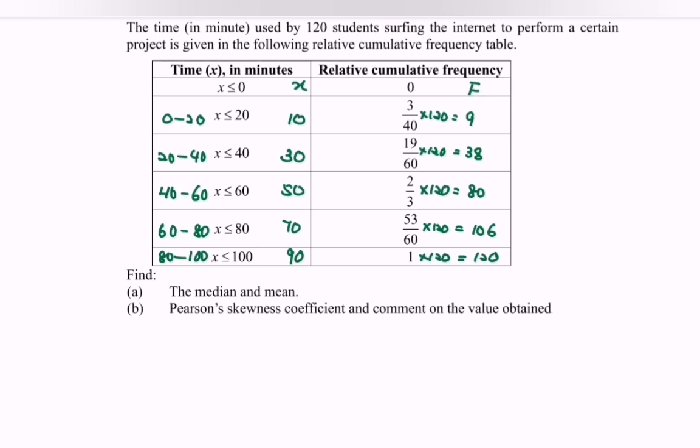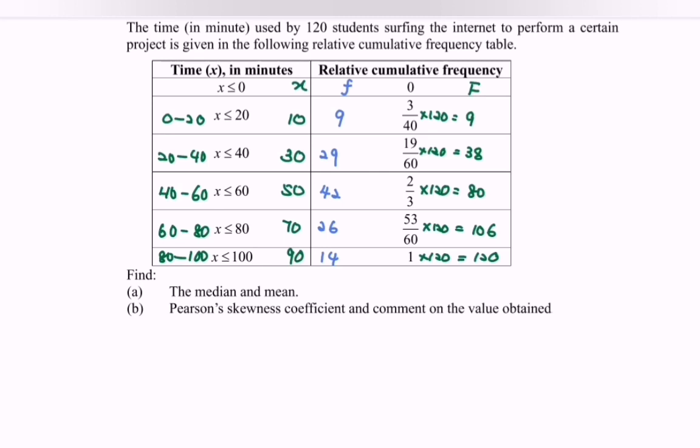So for the small letter f, we have 9 in here. Next, 38 minus 9, then we will have 29. Followed by 80 minus 38, then we will have 42. Then 106 minus 80, then we have 26. And finally, we have 14. So that is the small letter f.